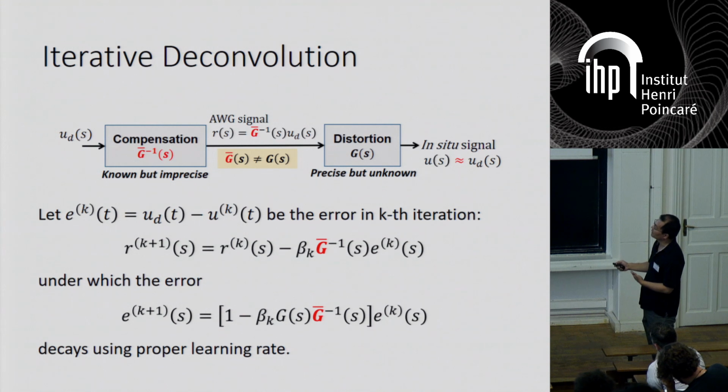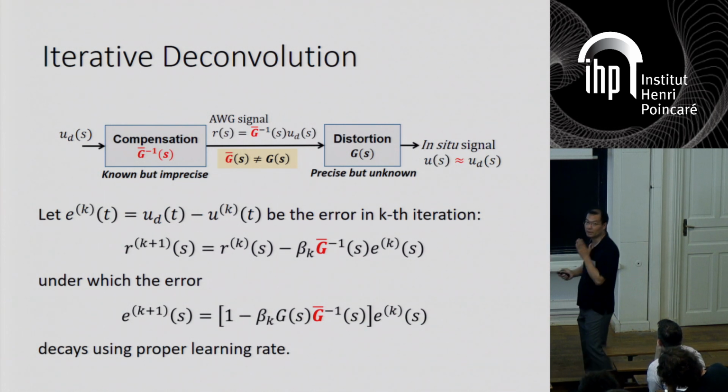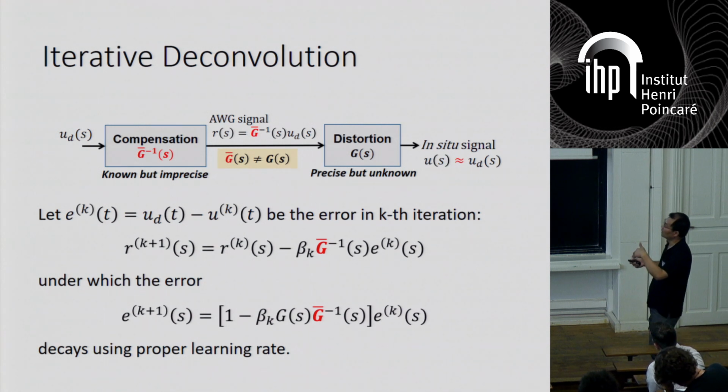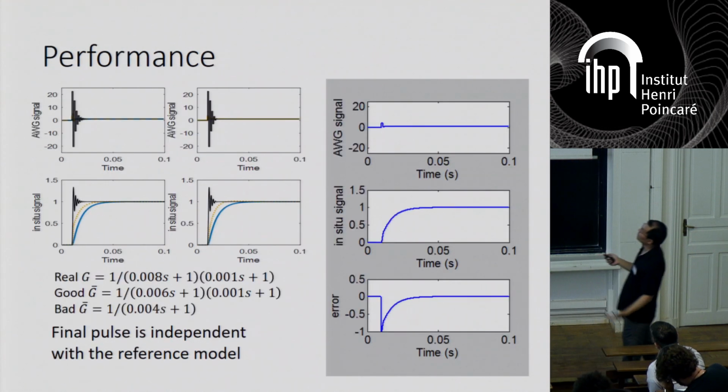You can easily prove that the error signal follows this relation. The relation between the error signal and the next error signal is like this. So if you properly choose a learning rate, you can make the operator norm of this transfer function smaller than 1. In this way, the error will gradually decay using a proper learning rate.